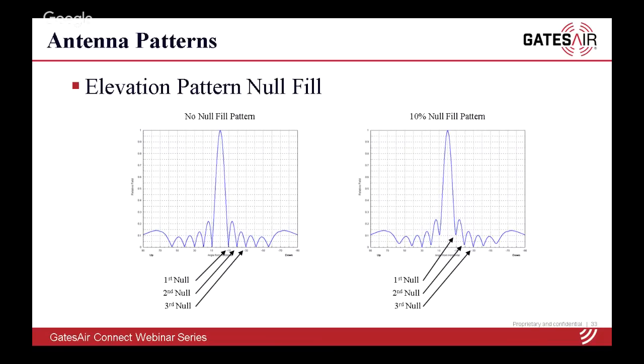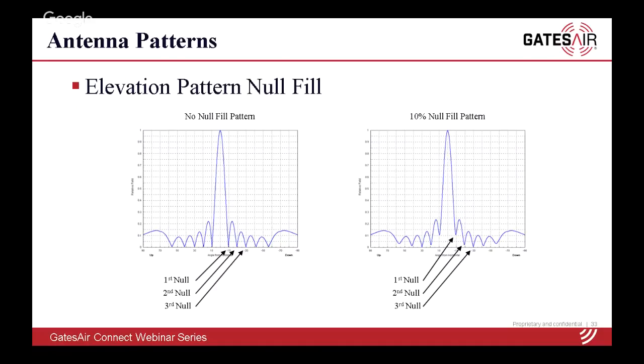So what we do is we steal a little bit of power from the main beam. The main beam gets a little bit wider, and my gain goes down. So when we take power away from it, our gain is reduced, and we add some power to those nulls, lifting them up. So if someone is living close to the tower, they actually get a little bit more signal strength, because we've added that null fill in there. So the goal is to add the right amount of null fill for the antenna to get the coverage that you're looking for.